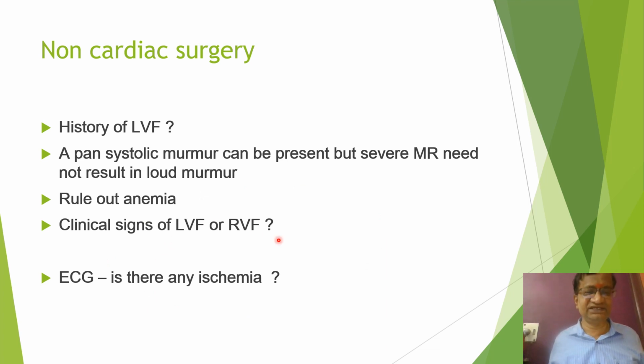ECG, to see if there is any ischemia. Clinical signs of LVF or RVF all matter. For example, JVP, edema, congestive hepatomegaly if RVF is there. If there is LVF, bilateral crepts are there. All these things matter. Severe MR does not need a loud murmur. That we should know. MR can be severe without a loud murmur.